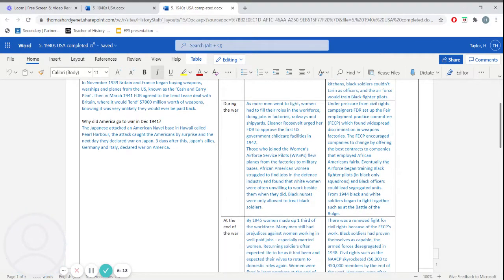There are also women that joined the military in non-combat roles, such as the Women's Air Force Service Pilots, which are the WASPs, who flew planes from factories to military bases.